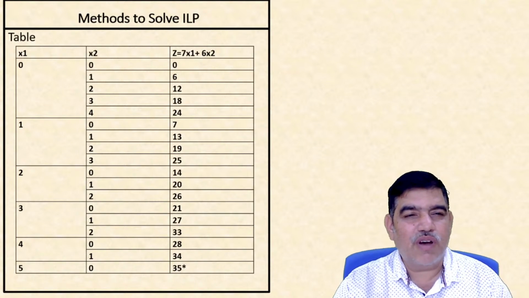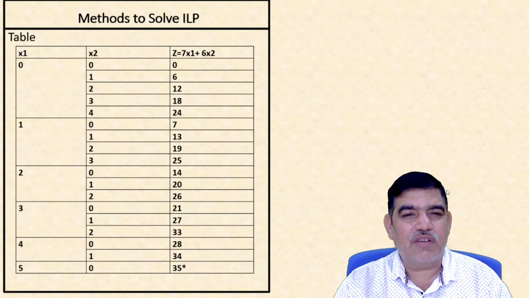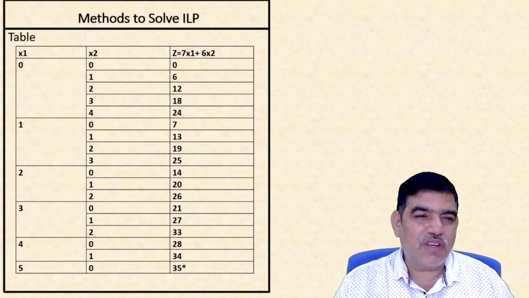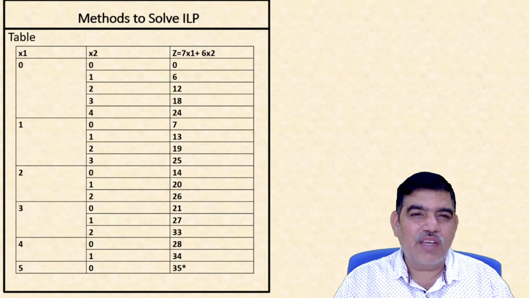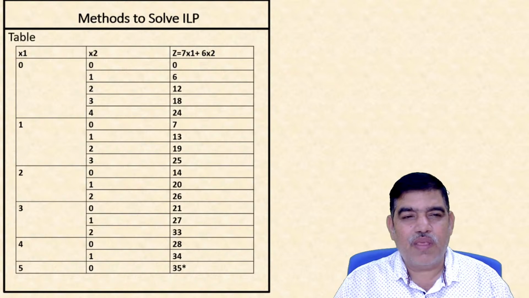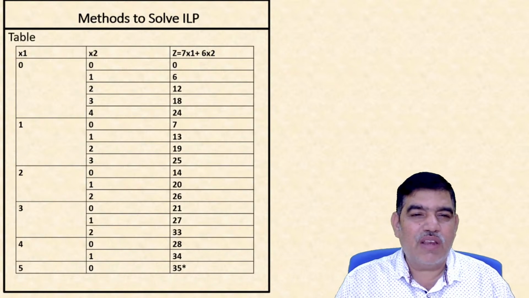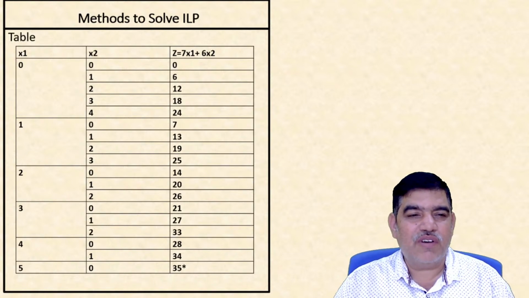If x1 equal to 1 and x2 equal to 2, then what happens? If you take this value and put it in the objective function 7x1 plus 6x2, then you get the z value, that is 19. If you consider x1 equal to 1, x2 equal to 3, and put this value in the objective function, then z equal to 25. So these are the values you consider and put in the objective function.